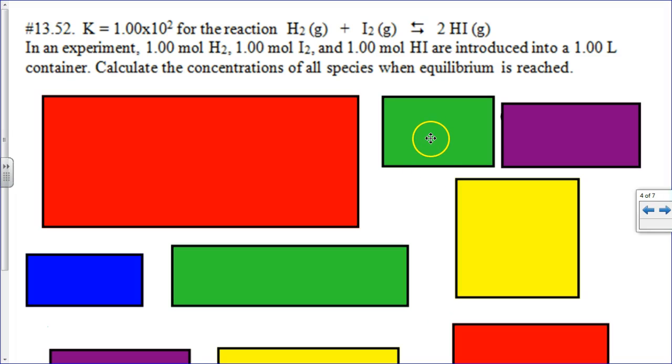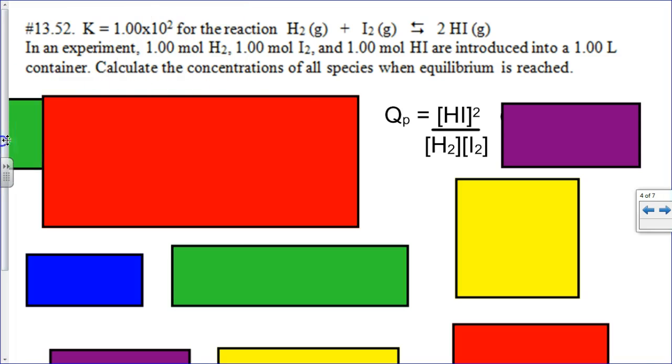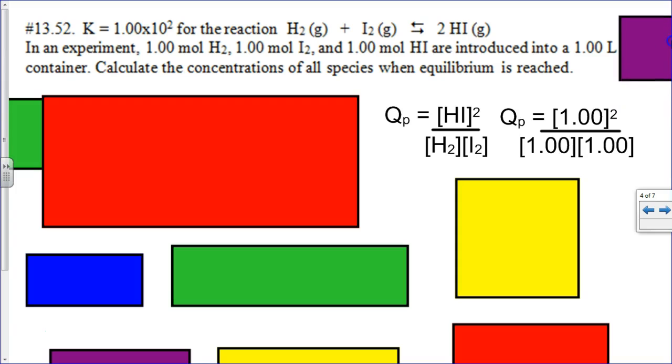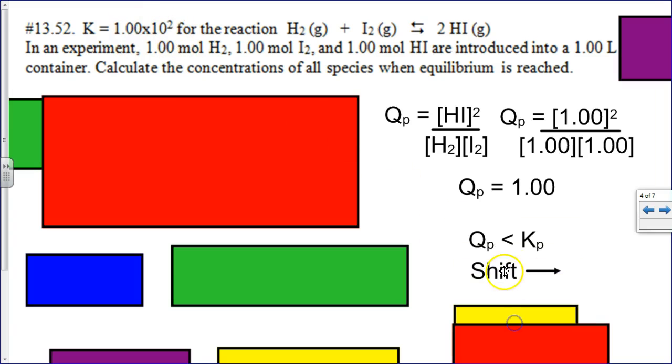Okay, so Q, again, is product over reactants, nothing crazy. You should get something that looks like that. Okay, let's plug our numbers in. Much like the previous example, 1 squared over 1 times 1 is always just going to be 1. So we get a Q of 1. We compare that to the K up top. This is 100. So our Q is smaller than our K, and we're going to get a shift to the right.